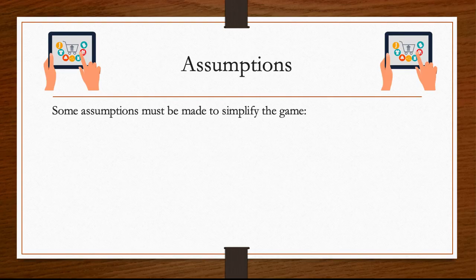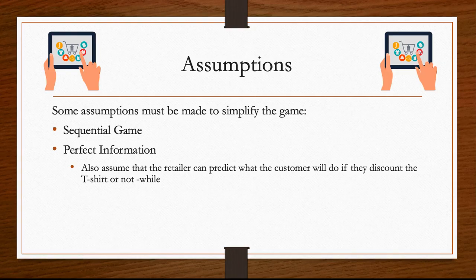Some assumptions are made to simplify the game. Firstly, the game is a sequential game, meaning that players move one after another. We also assume perfect information, which means that each player is perfectly informed of the history of what has happened in the game so far, up to the point of each of their moves. For example, the retailer will know if the customer has bought the t-shirt or not by the time they decide whether to discount it, as they either will or won't have sold it.